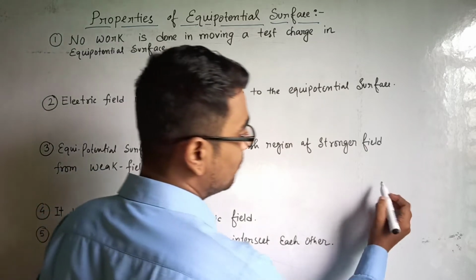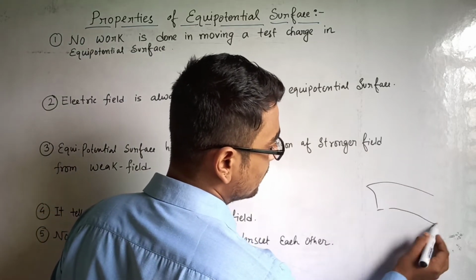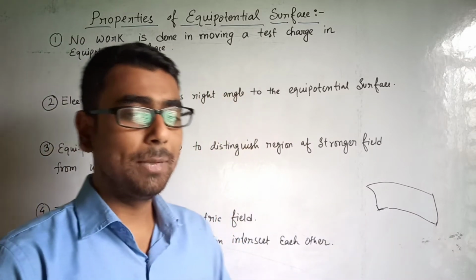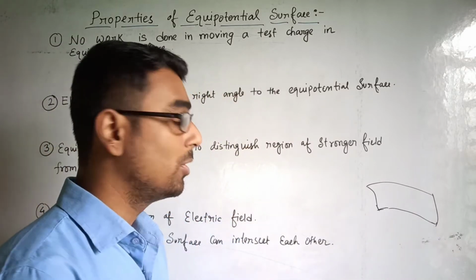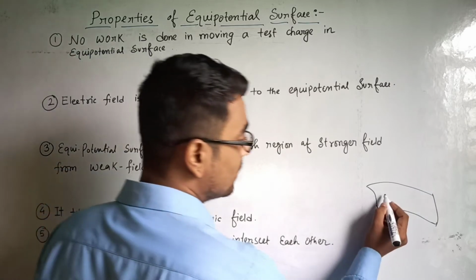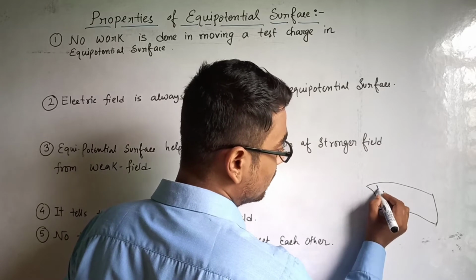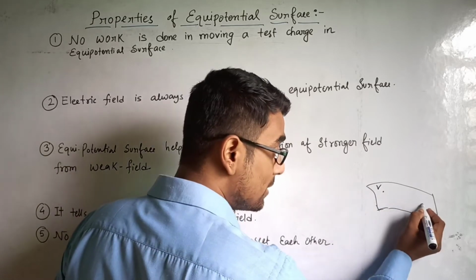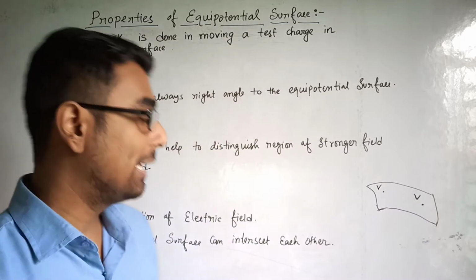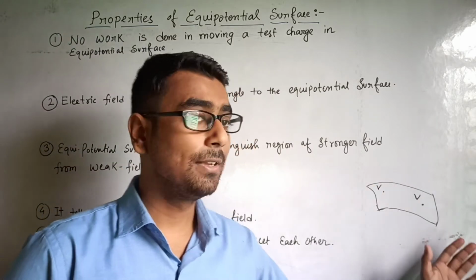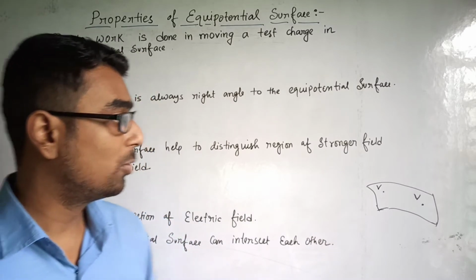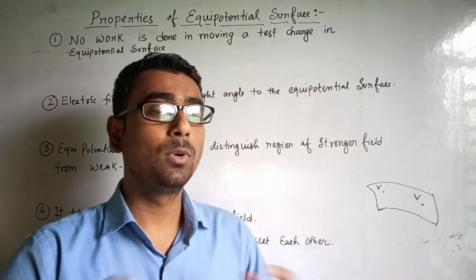That means if we draw any surface like this and the potential remains equal, the same, or constant over the whole surface, that means if we consider this point, here the potential is V. Similarly, if here is also potential V, then we can say that the whole surface is known as an equipotential surface. That means the whole surface has equal potential.